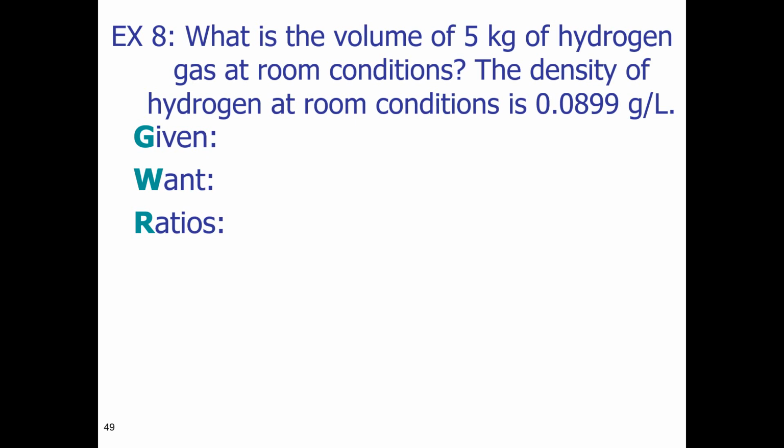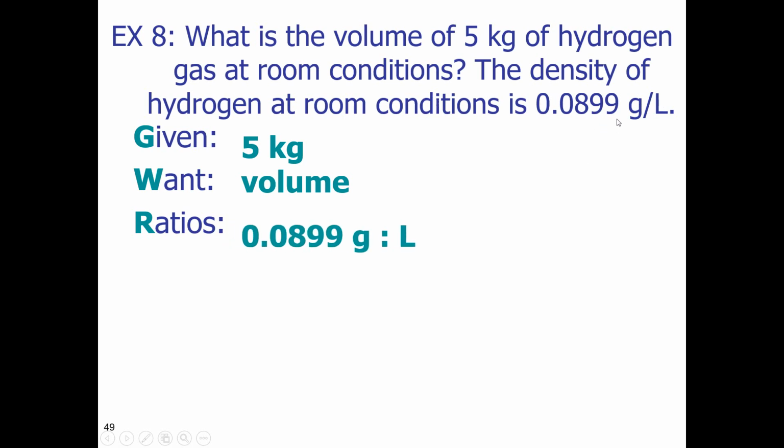What is the volume? That statement alone tells us we are trying to solve for volume. A little tip I gave you before is that the given is usually the number that follows the want. So when you keep reading through the problem, 5 kilograms is the next number that pops up. So that's a good indication that 5 kilograms is a given. I can also recognize this is a combo unit. And with this combo unit, I can set that up as a ratio, 0.0899 grams per liter.